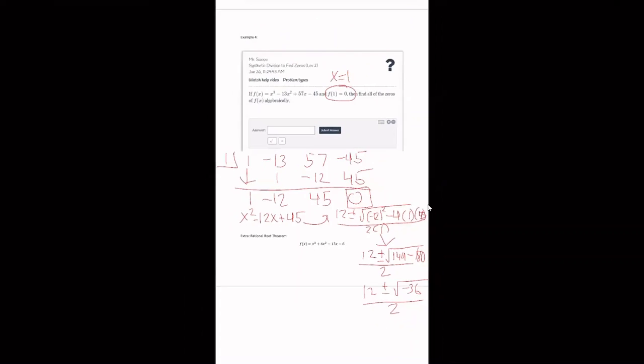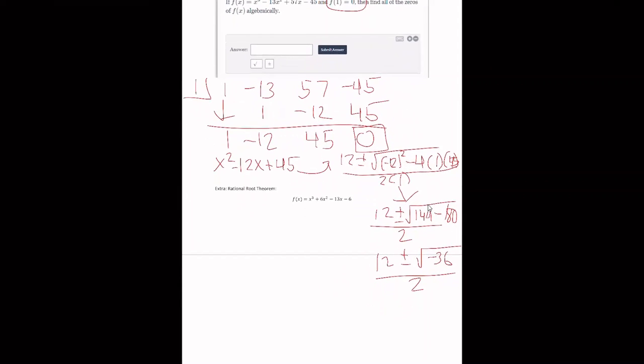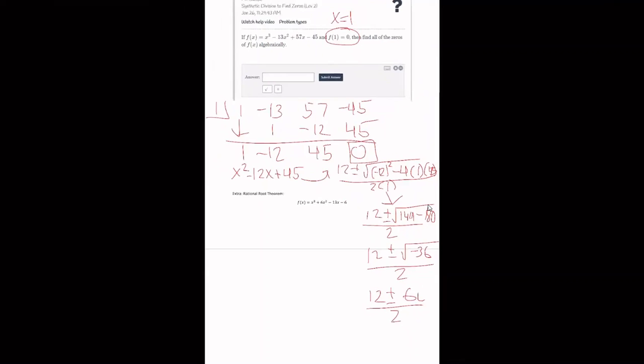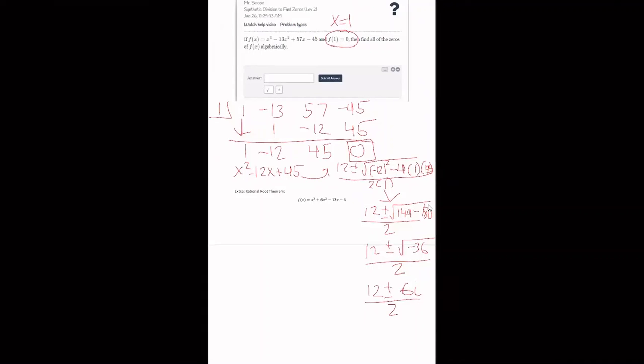Okay, here's the deal in Delta Math, though. You do need to simplify this as much as you can. So first off, the square root of negative 36 would be 6i. But even Delta Math won't take it like this. You do need to divide this out. So 12 divided by 2 is 6. And 6i divided by 2 would be 3i. So this is how you're actually going to need to type it into Delta Math.